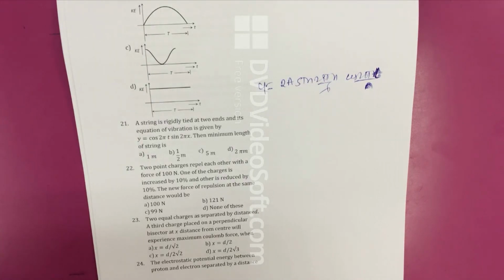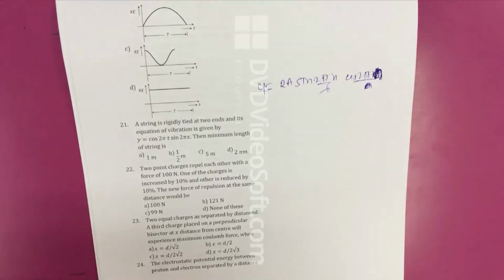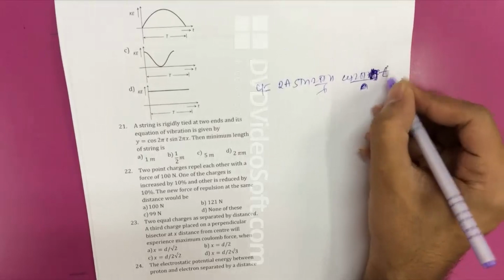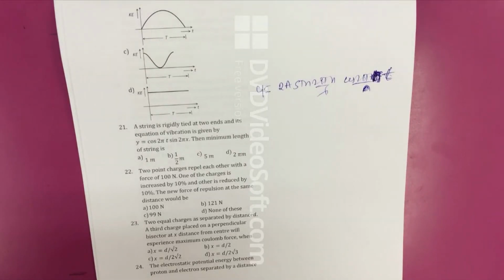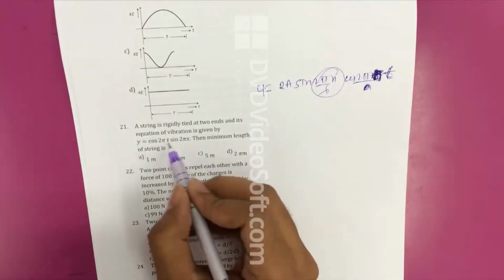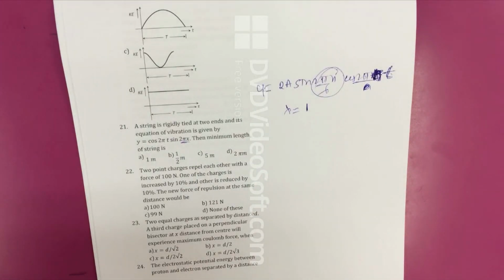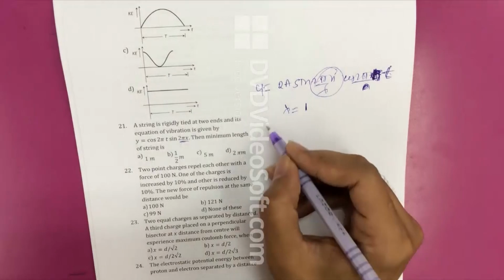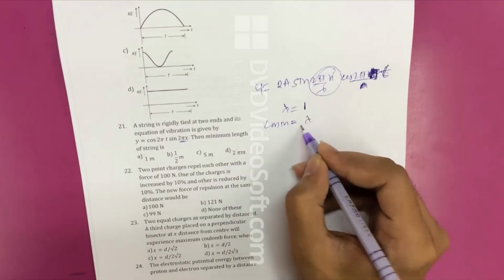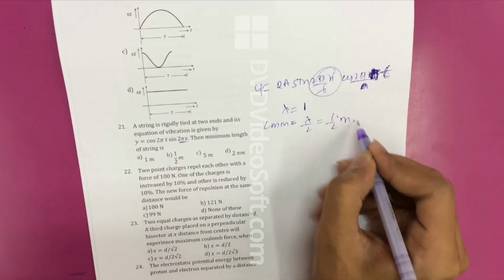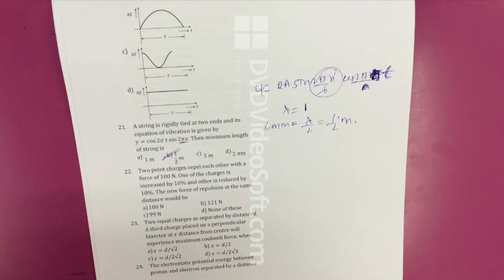So y equals 2a sin 2 pi x by lambda cos 2 pi n t. On comparing, 2 pi x by lambda in this equation is 2 pi x. So your value of lambda is 1. The minimum length of the string will be lambda by 2, which is half a meter. So option B is your correct answer.